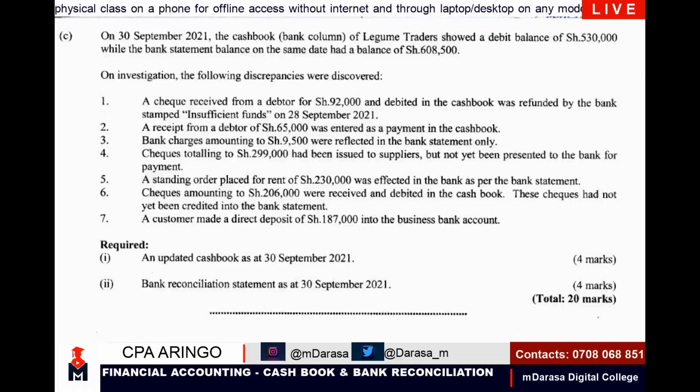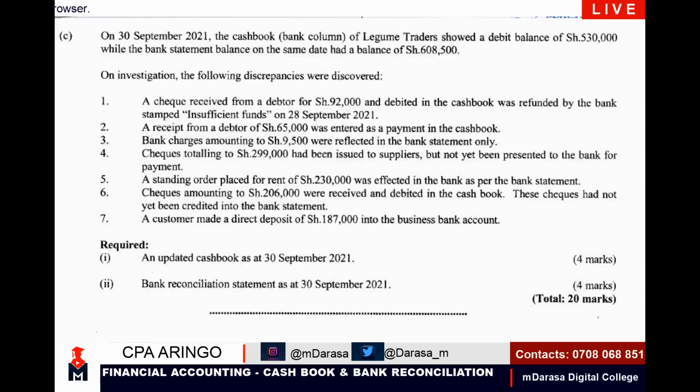And this is what we are told: on 30th September 2021, the cash book bank column of Legume Traders showed a debit balance of 530,000. That is the bank column. While the bank statement balance on the same date had a balance of 608,500. That is as per the bank statement. On investigation, the following discrepancies were discovered.